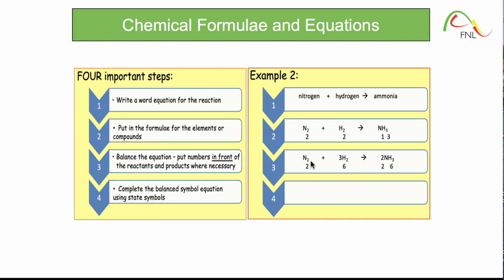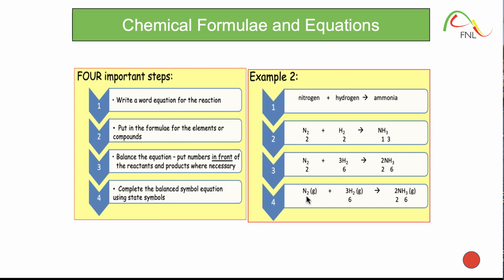And let's look now at the state symbols. So nitrogen N2 is a gas. Hydrogen H2 is a gas. And ammonia is a gas as well. Okay, hope that makes sense to you.